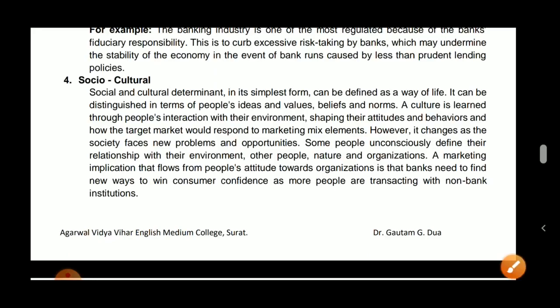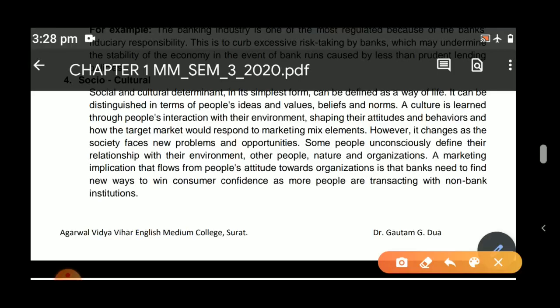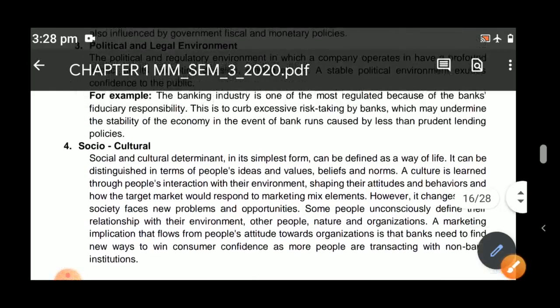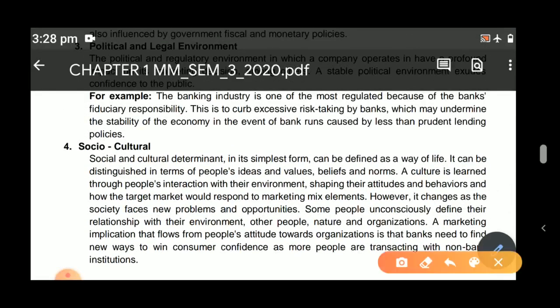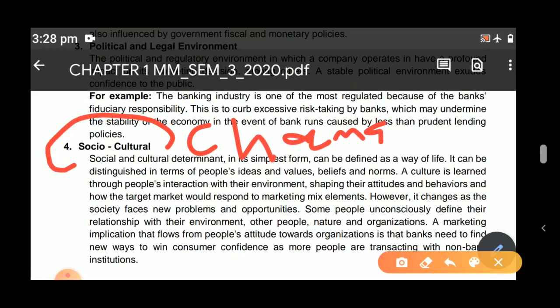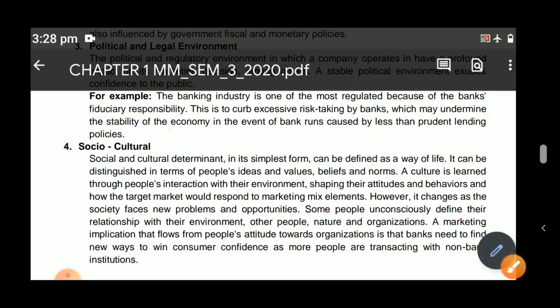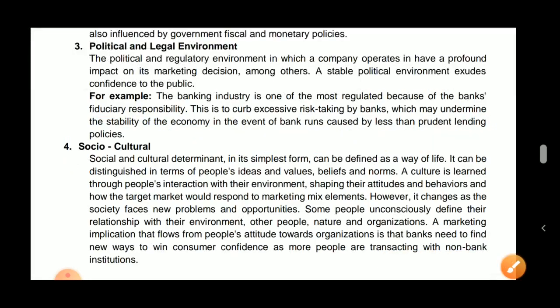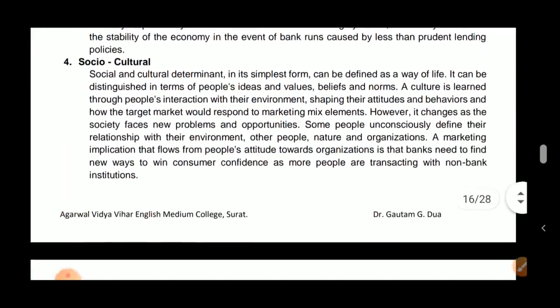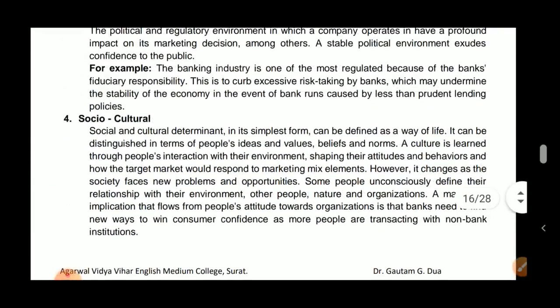Now, let me tell you, students, that the socio-cultural environment is one of the most important environments that affects any marketing decisions, because this is one of the most changing environments. This is one of the most dynamic environments that affects the marketing decision. We have discussed this earlier also, that political might not affect as much as the cultural environment affects any marketing decision. Fine, so let's discuss it.